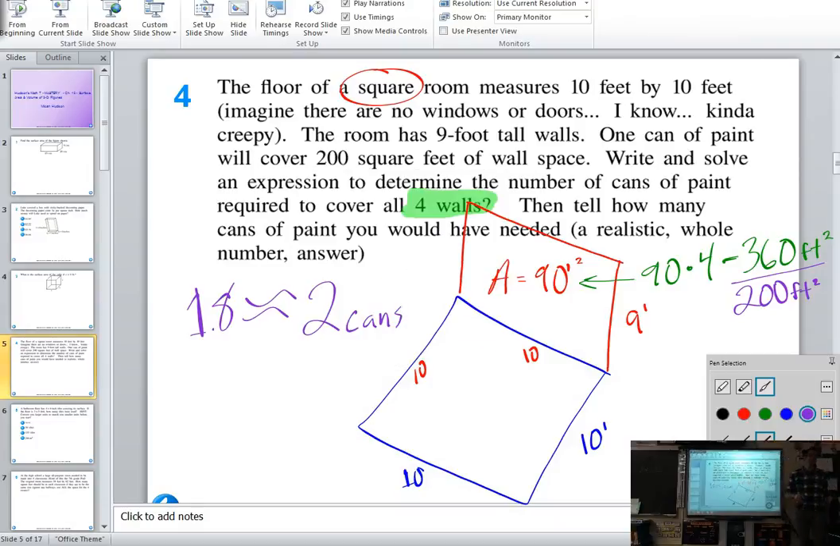So does anyone now see that you did the floor and ceiling also accidentally? Yeah. If you ended up with an area of 560, you also did the floor and the ceiling. So there's your mistake. Careful reading. We're only painting 4 walls. Sebastian, question?